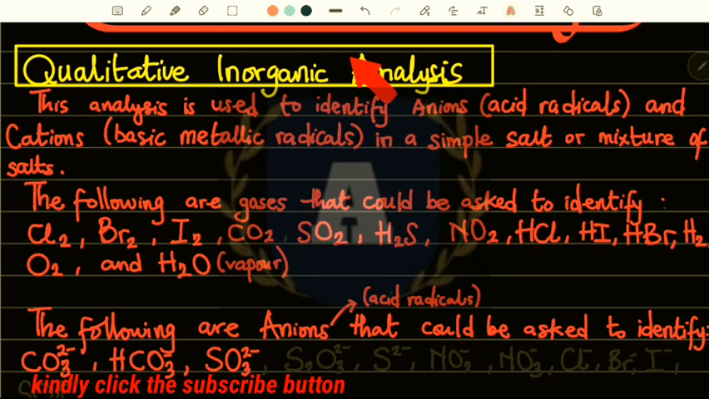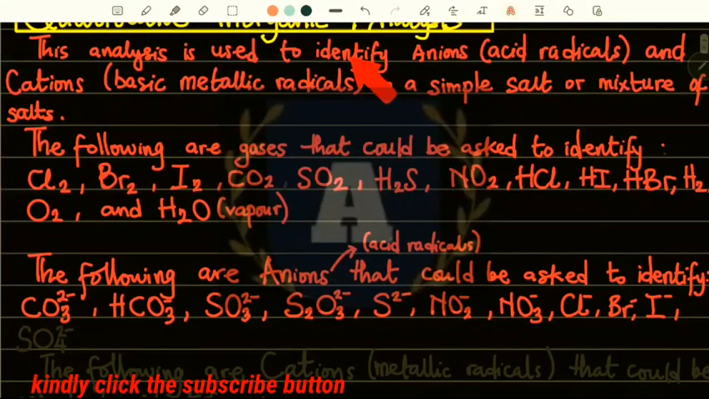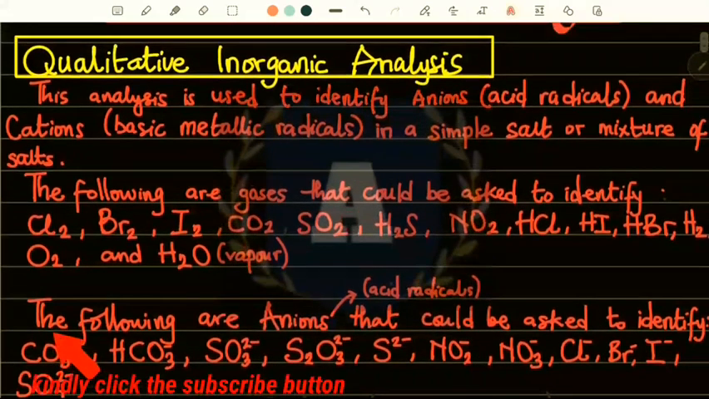Then trioxosulfate(IV) could also be asked to identify, thiosulfate, and sulfide ion. Then dioxonitrate(III) you may be asked to identify. Then also trioxonitrate(V) you may be asked to identify. Chloride you may be asked to identify, bromide and the iodide ions. And lastly, the anion which you may be asked to identify is tetraoxosulfate(VI) ion. So these are the acid radicals that you may be asked to identify in the course of salt analysis.